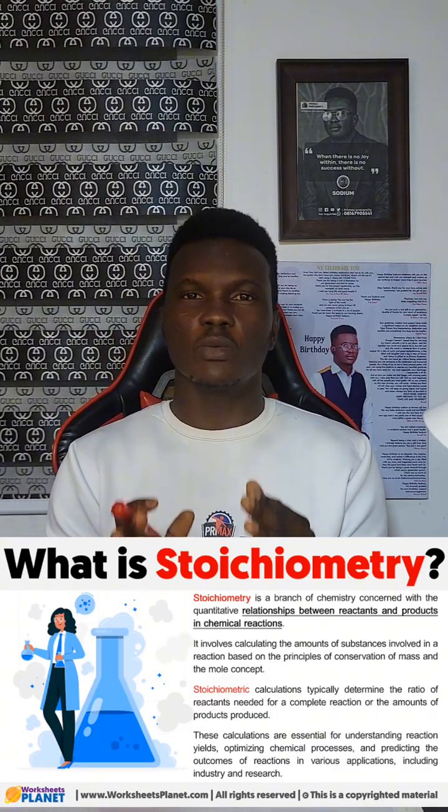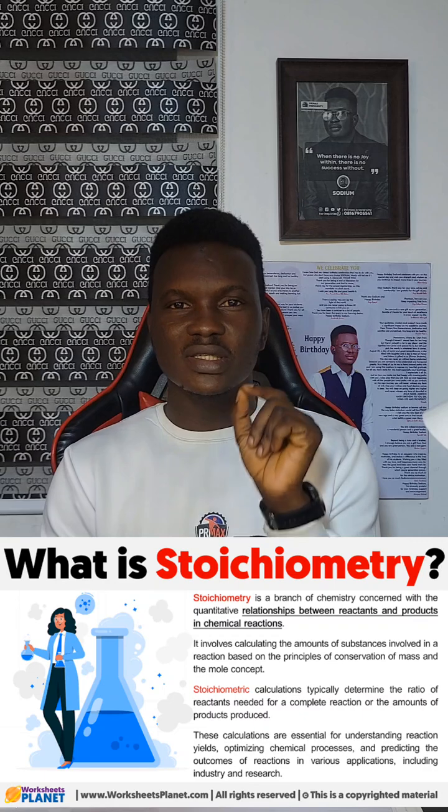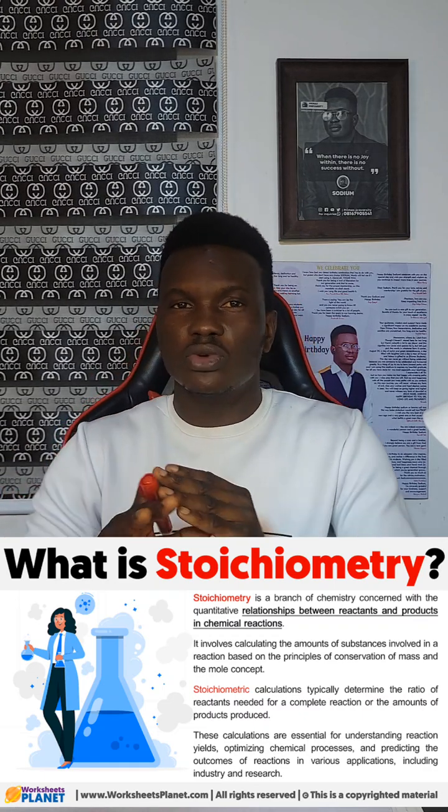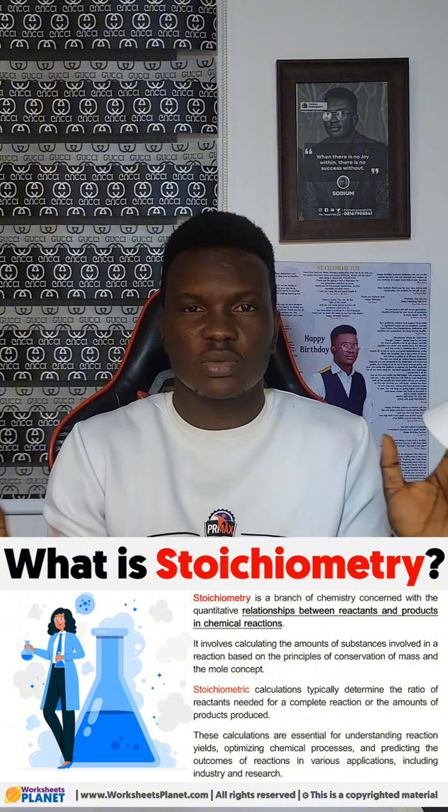So what is stoichiometry? Stoichio means element, metry means measurement. So what we do in stoichiometry is basically measurement, basically calculations. So we are going to be looking at different elements, doing some kind of calculations, looking at how reactants come together to form products. And this topic is not even difficult.